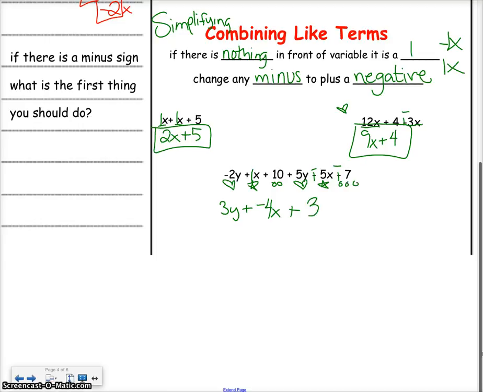Now notice I cannot combine anything else. That means I'm simplified because I have a y, an x, they can't combine together, and then the integer of 3, and I can't combine that with anything. So I am done. That's how you know you are done if you can't combine any other like terms.